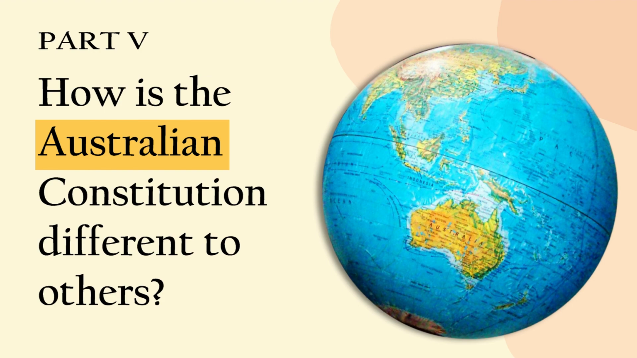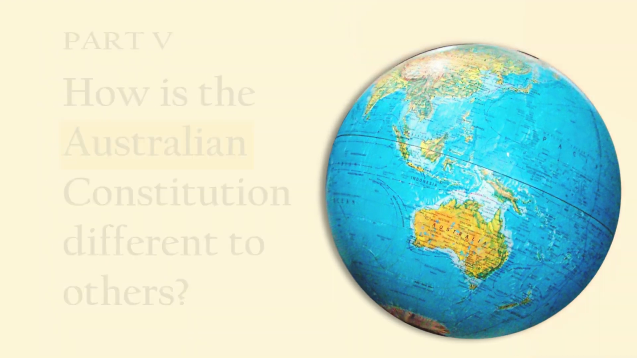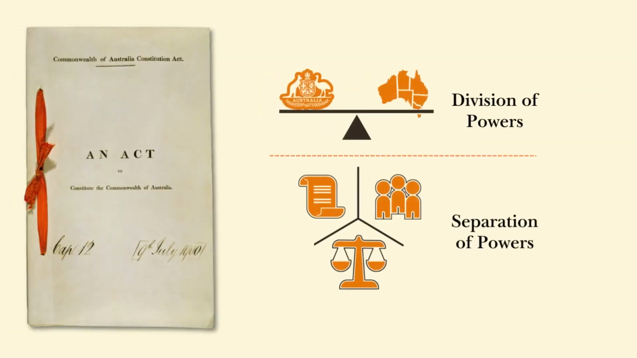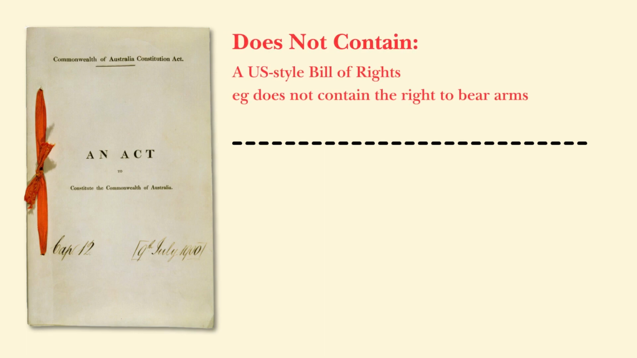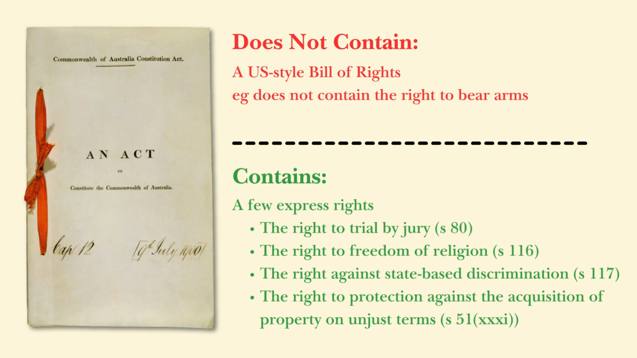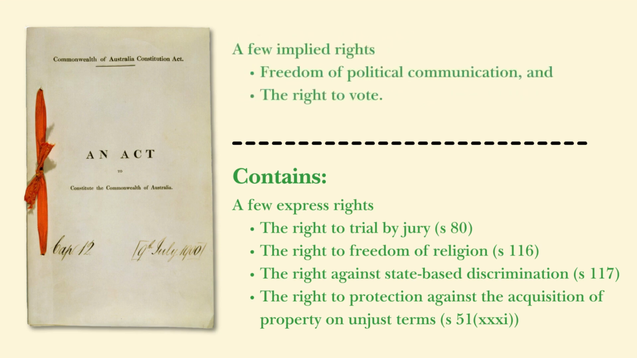The Australian Constitution is a mechanical document that outlines the allocation of power and responsibilities between the federal and state governments and sets up the 3 branches of government. Because the creators of the Constitution believed our rights were best protected by a parliamentary democracy, it does not contain a Bill of Rights, and only contains a few express rights, such as the right to trial by jury for offences against Commonwealth laws. Some implied rights are also identified.